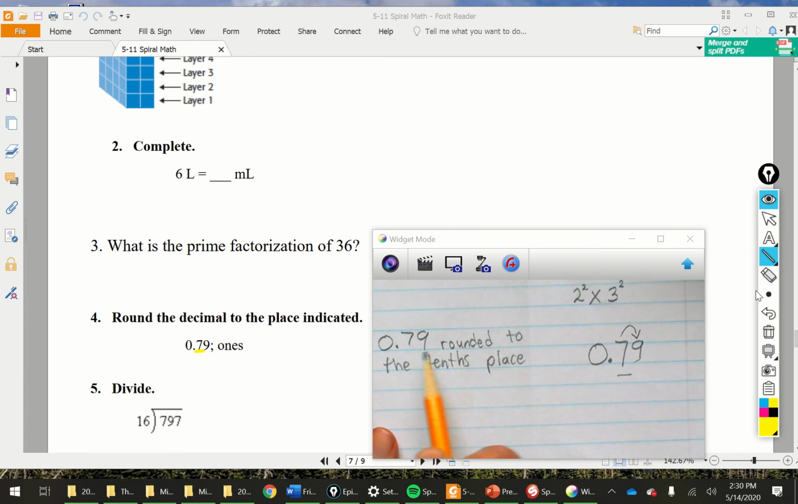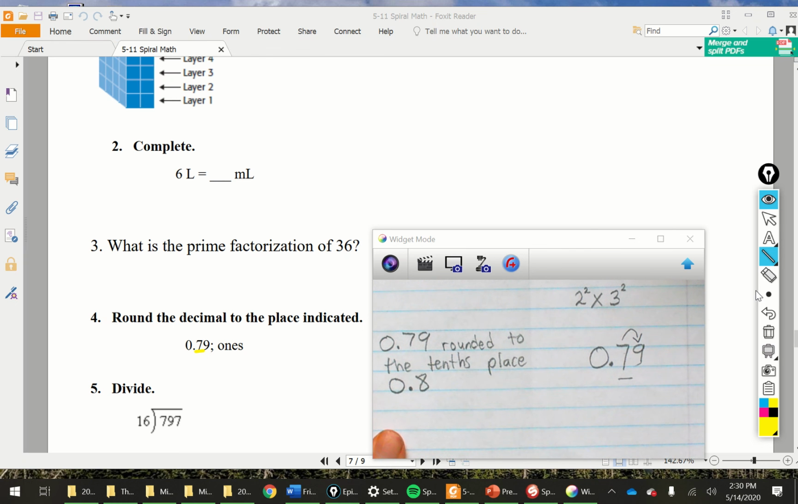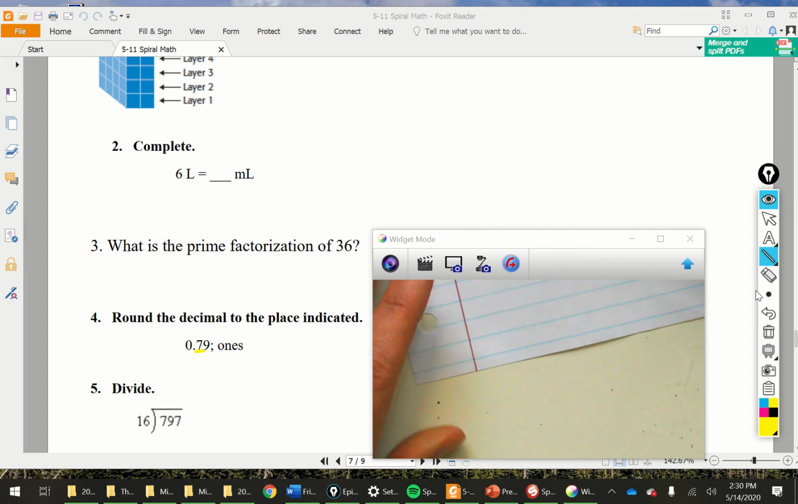So 0 and 79 hundredths rounded to the tenths place is 0.8. I'm going to keep that 0, keep the decimal, and the 8. I don't really need the 0 after it. I just leave it as 0 and 8 tenths. I'll put a period for the end of my answer sentence. All right, let's move on down to number 5.